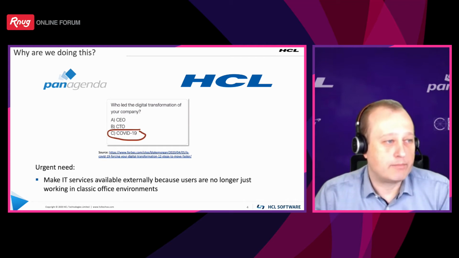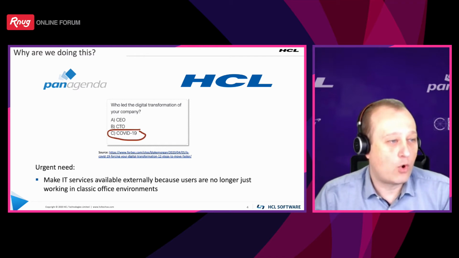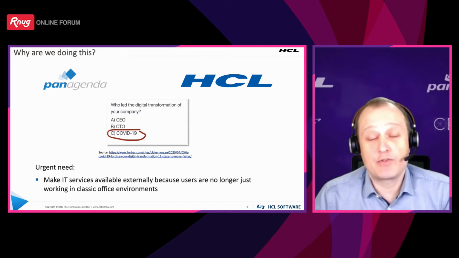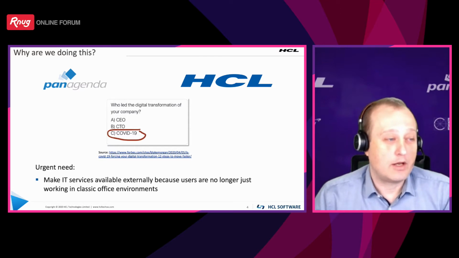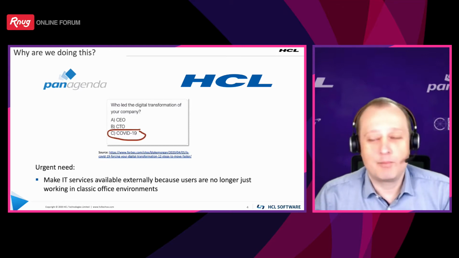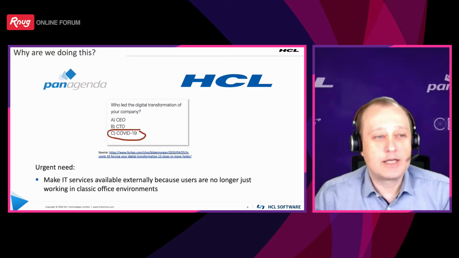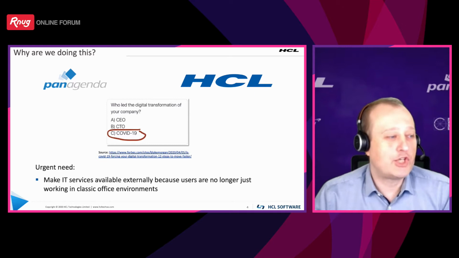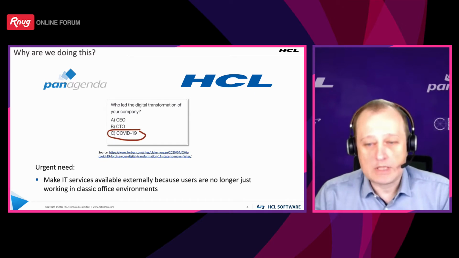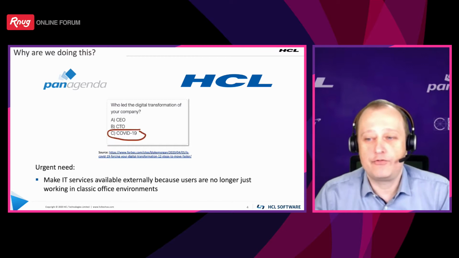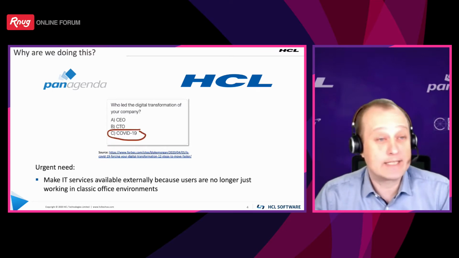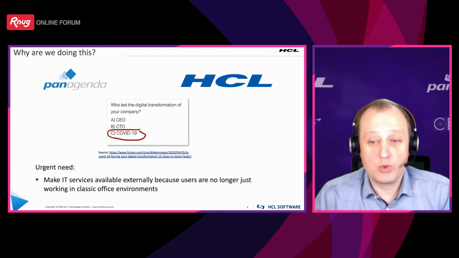And you see here, I'm using a survey, or a picture from Forbes, that outlines who contributed to the digital transformation of your company the most. And as you can see, it's not the CEO or the CTO of the company. What we have seen is that in the last couple of months, COVID-19 kicked off a big number of changes in the IT industry. So in this talk, we would like to share a few ideas on how you can use your existing product portfolio to support this transition.